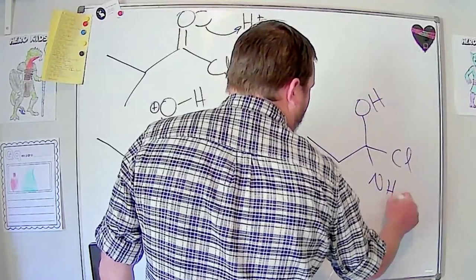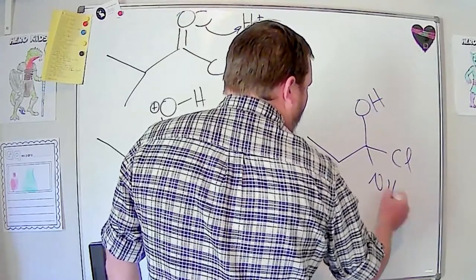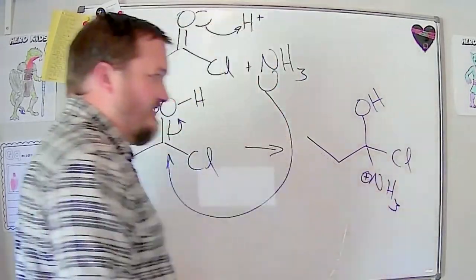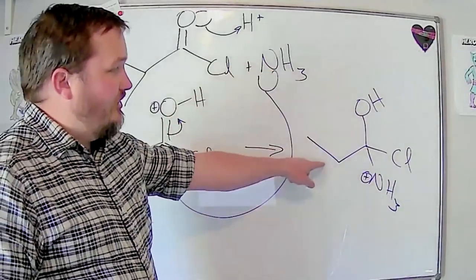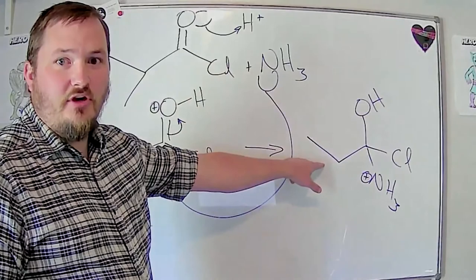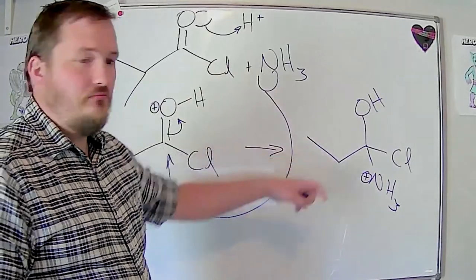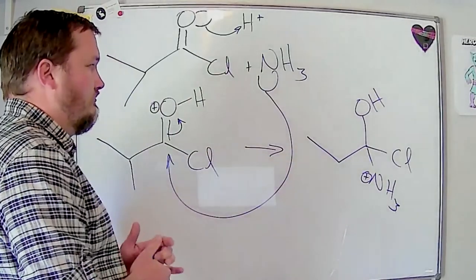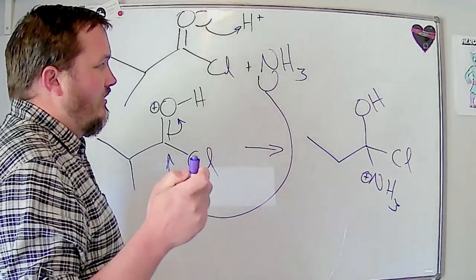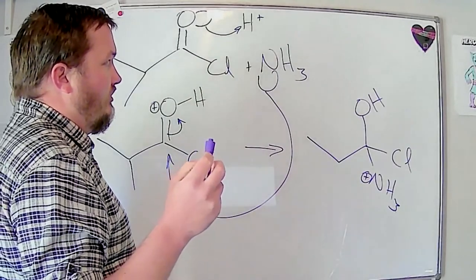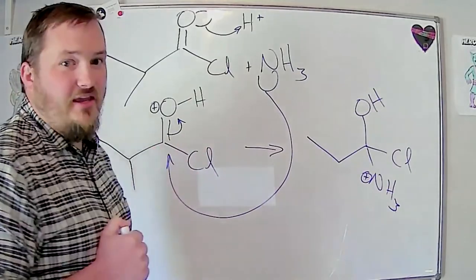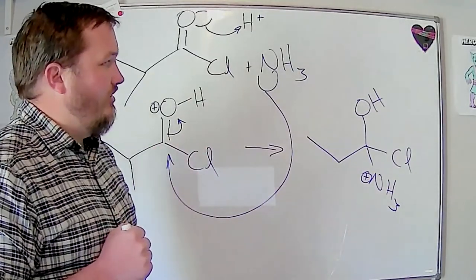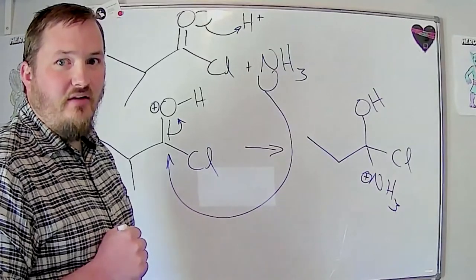And now we have an NH3 with that nitrogen is going to have a positive charge because we have a nitrogen with four bonds. Again, positive charges are allowed. Negative charges aren't. So then we have to think about the next step to try and get to the amide: we need to reform that carbonyl bond and kick off a leaving group.